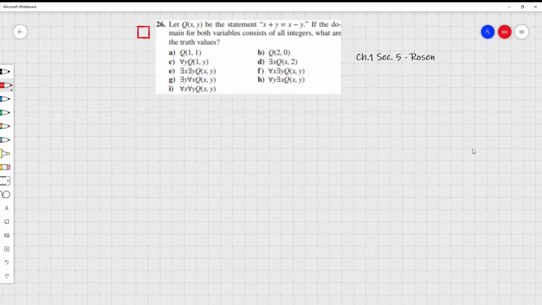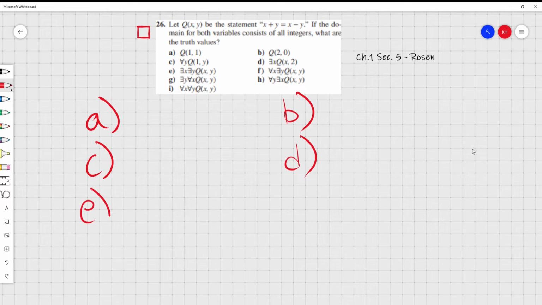Going on to our second problem here, we have let Q(x, y) be the statement x plus y is equal to x minus y, if the domain for both variables consists of all integers. What are the truth values? So we go on to A, B, C. Actually, I'll write it how they have it in the problem there. B will be over here, C, D, E, F, G, H, and I.